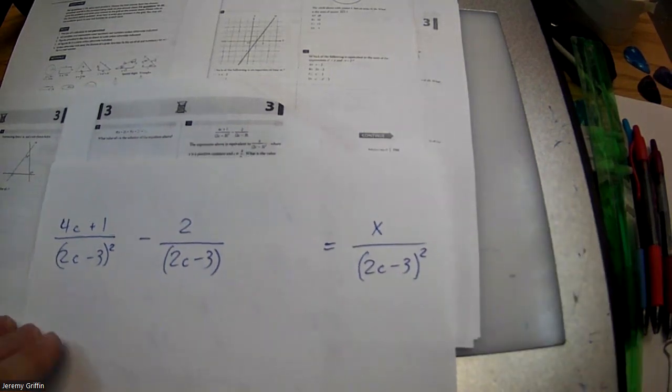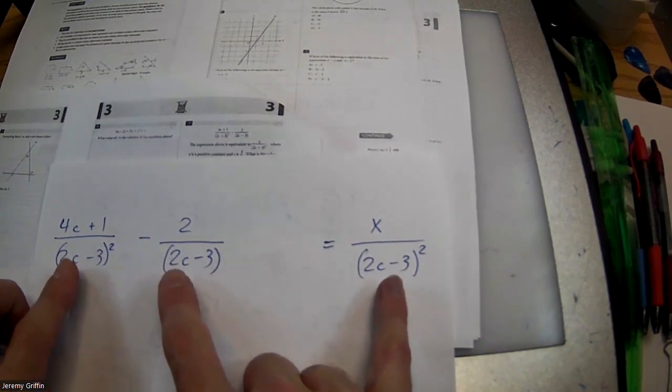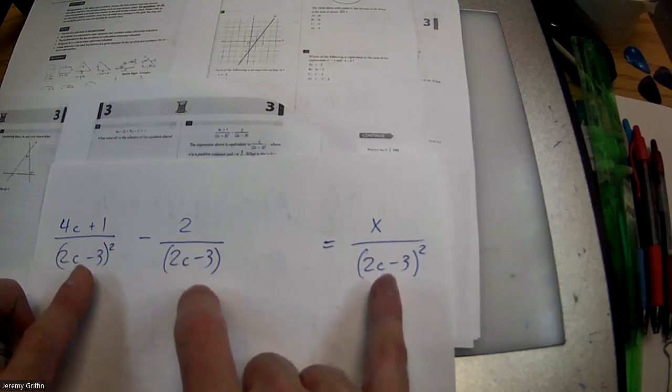So I've got a fraction minus a fraction equal to a fraction. Anytime you want to add or subtract fractions, you have to have a common denominator. And there's a certain denominator that is begging to be the common denominator.